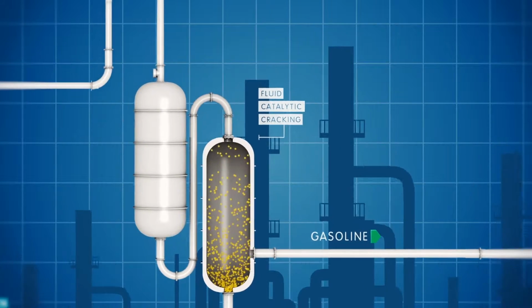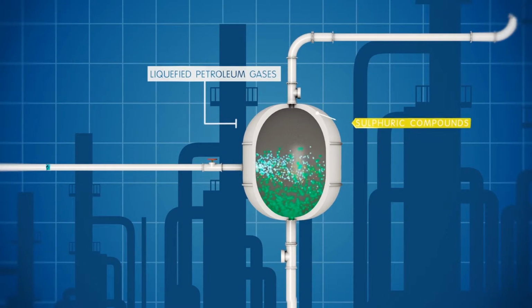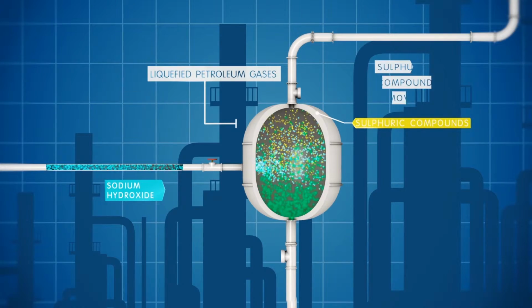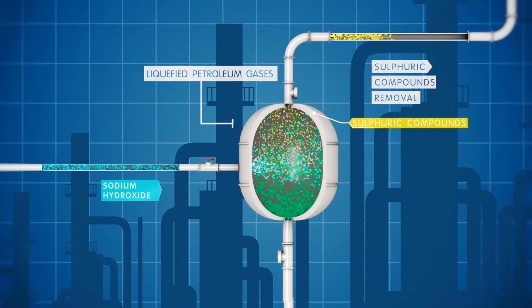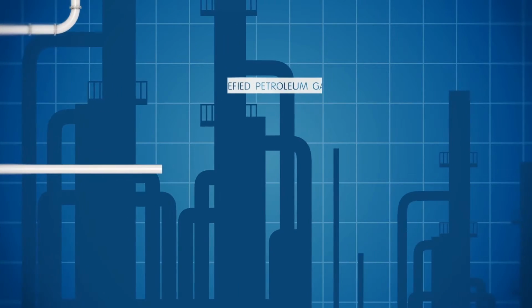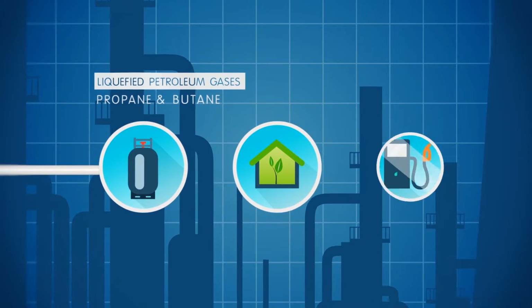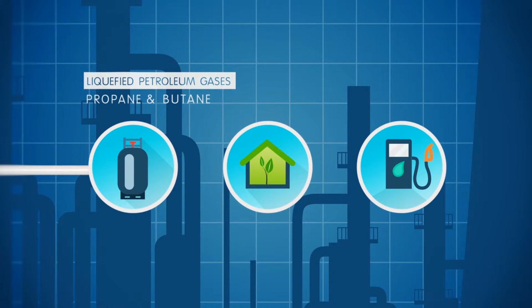In both cases, liquefied petroleum gases known as LPG are produced, which then react with sodium hydroxide to remove the sulfide compounds. Subsequently, they are marketed independently, either as final products or as a mixture of propane-butane for use in gas cylinders, greenhouses, and as motor fuel.